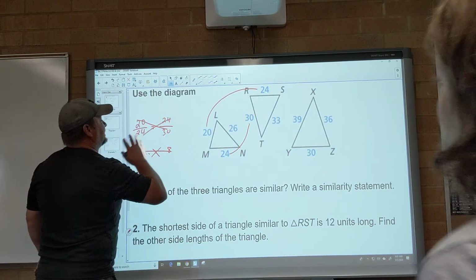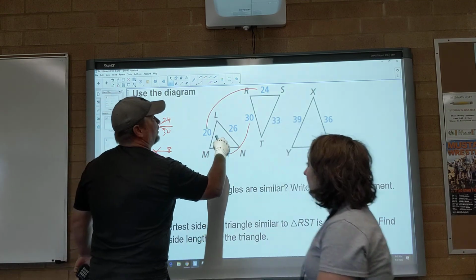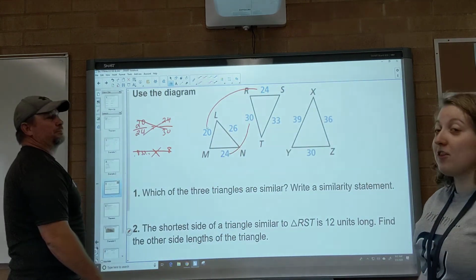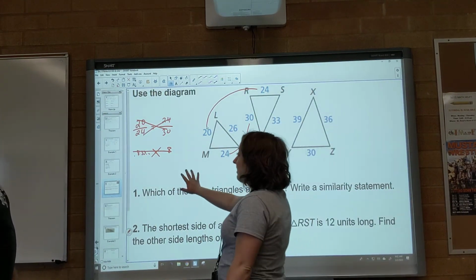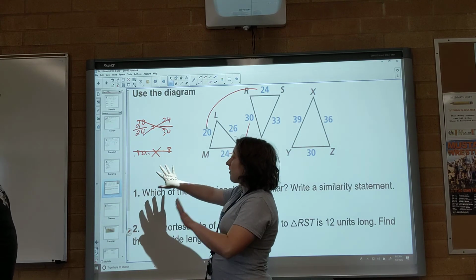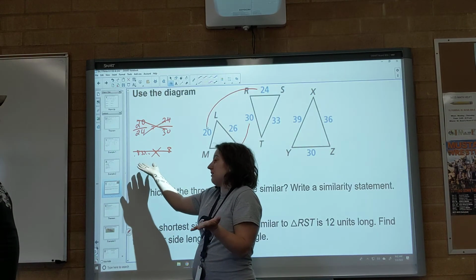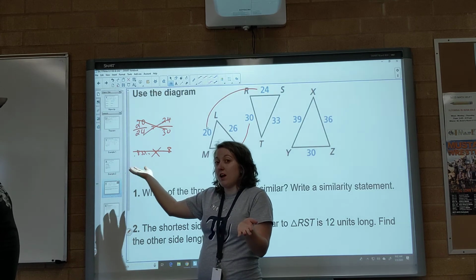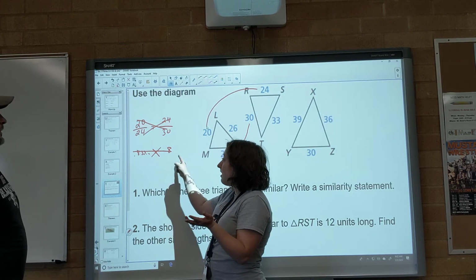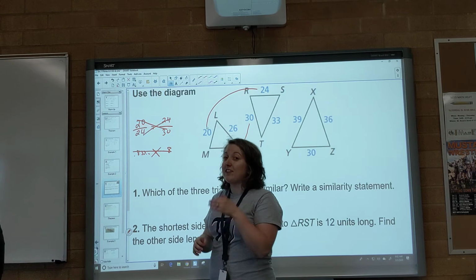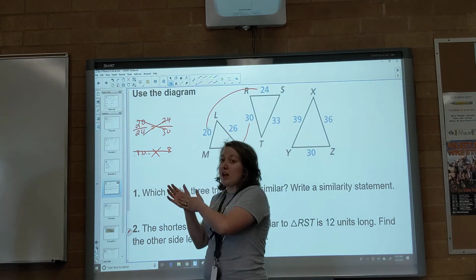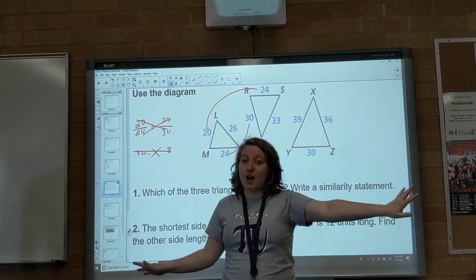It doesn't work. Therefore, this triangle cannot be similar to this one. And those are very close. Like in general and other things, it's like, okay, well, we could round that to be 0.8, but they're not the same. They have to be identical. The decimal has to be 0.83333 repeating both times.